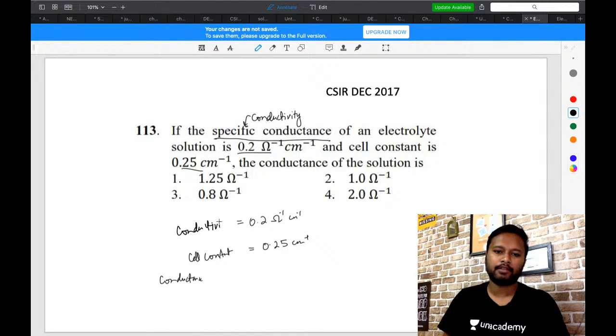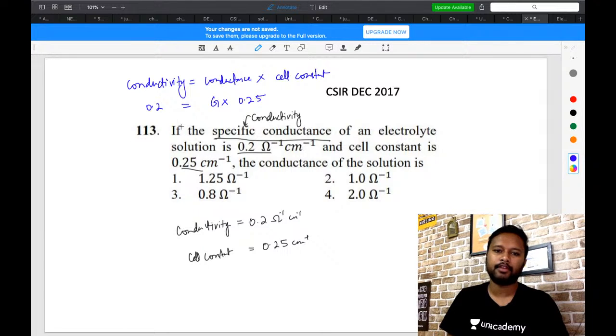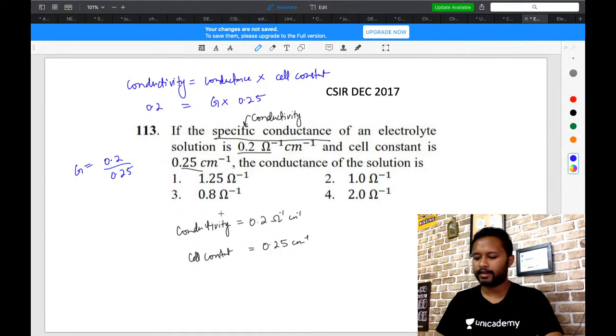Okay, conductivity. So remember the relation. The relation is that conductivity is equal to conductance into cell constant. Just put the values. Conductivity is 0.2, conductance we don't know, cell constant is 0.25, so G will be equal to 0.2 divided by 0.25. Solve this and you will get the answer.